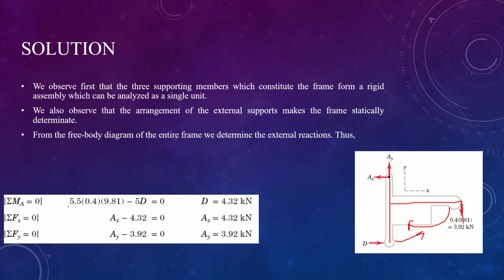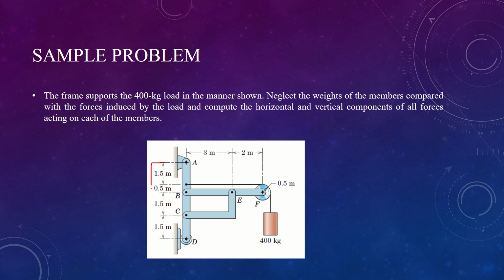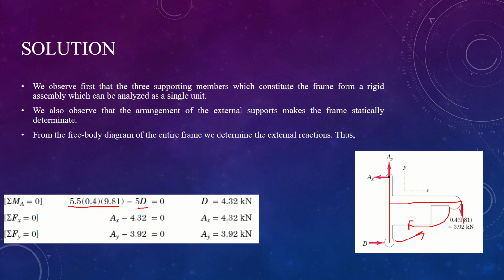And here we have the values: 400 times 9.8 minus 5 times, this is actually AD, 5 meters, that is 1.5 plus 0.5. This, as we have seen right here, from A to D is in fact 5 meters. So we have 5 times Dx, and we have found the value of D. This is the D external force acting on the frame. Then we know sum of forces along x equal to 0, sum of forces along y equal to 0. D is being balanced by AX, and AY is being balanced by this. As a result, we have found the values of AX and AY.